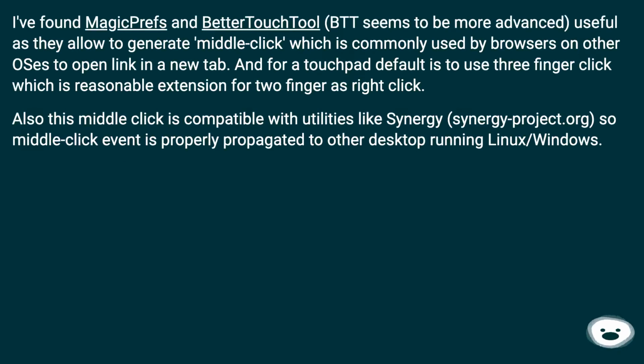I've found Magic Mouse and Better Touch Tool, BTT seems to be more advanced, useful as they allow you to generate middle click, which is commonly used by browsers on other OSes to open link in a new tab. And for a touchpad the default is to use 3-finger click, which is a reasonable extension for 2-finger as right click. Also this middle click is compatible with utilities like Synergy, synergy-project.org, so the middle click event is properly propagated to other desktops running Linux, Windows.